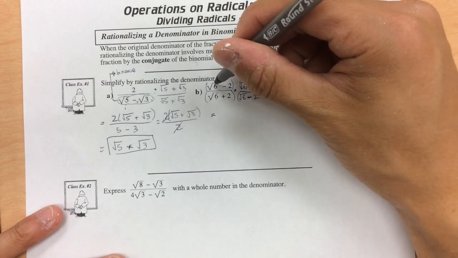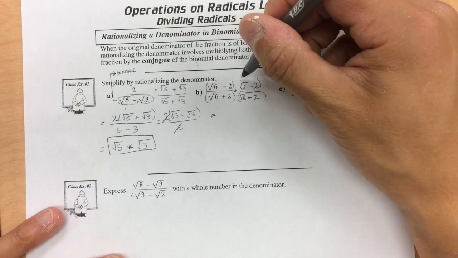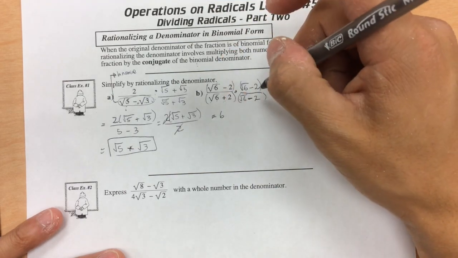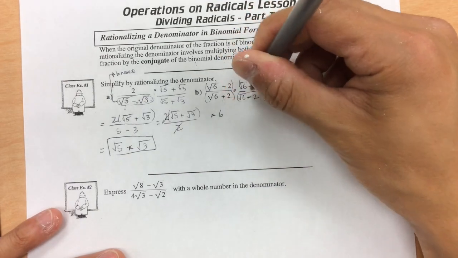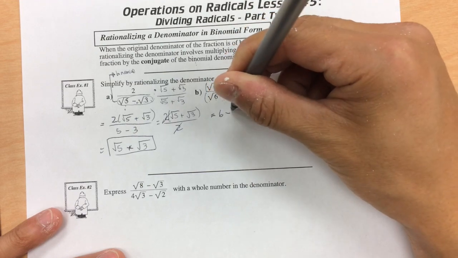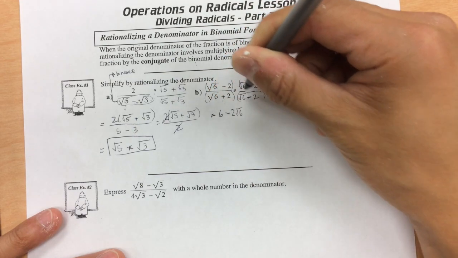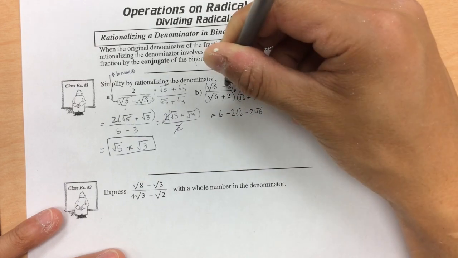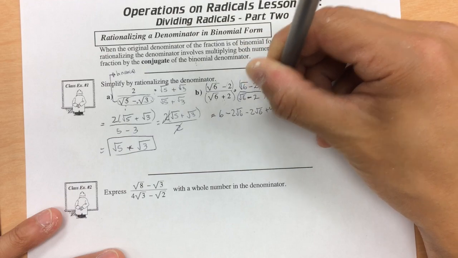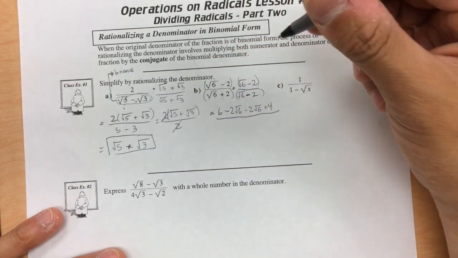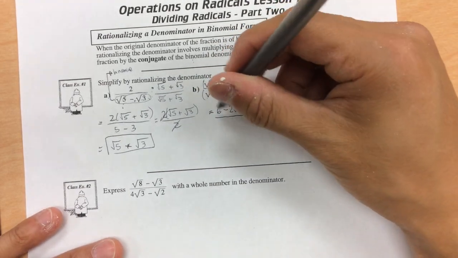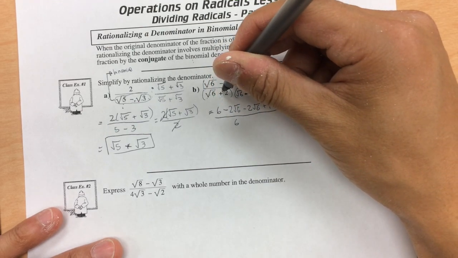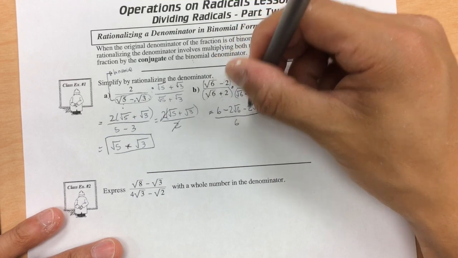I'm going to be left with square root 6 times square root 6, which is just 6. Square root 6 minus the square root of 2. So that's going to be negative 2 square root 6. And again, negative 2 square root 6. And negative 2 times negative 2 is positive 4. On the bottom, however, I'm just going to be left with square root 6 times square root 6, which is 6, and 2 and 2, which is 4.